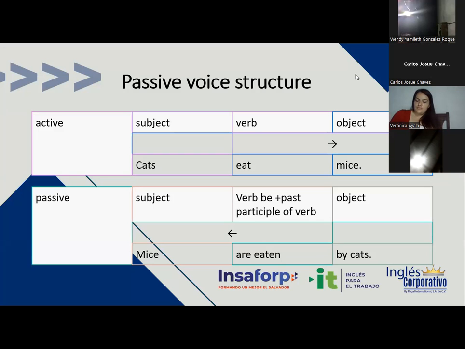But if you take a look in the passive voice, la palabra mice, que es el object en la active, se convierte en el subject, all right? Es la que estamos básicamente enfatizando. Then we got, mice are eaten by cats. Los ratones son comidos por los gatos. All right, if you take a look in there, this is the way how we do this type of examples.